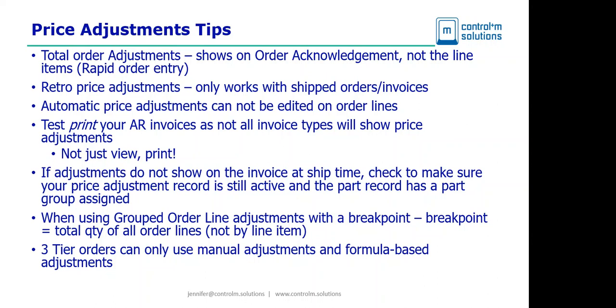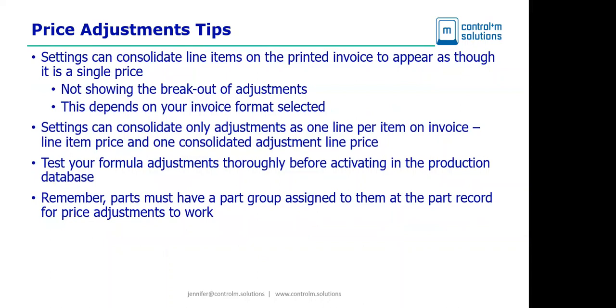And 3-tier orders can only use the manual adjustments and the formula-based. Some other tips would be that you can consolidate line items on your printed invoice to appear as a single price. So you can consolidate all of your adjustments and your part price into one line. You can also have it show your part price line and then only consolidate your adjustments into one line.